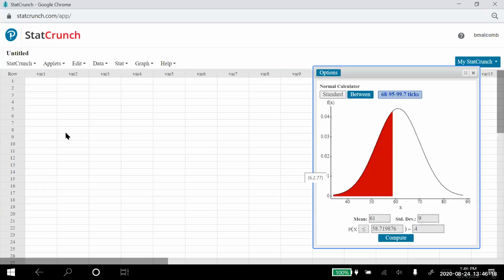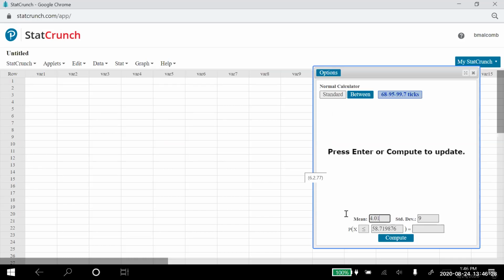So I'm in StatCrunch. We've got the right kind of picture. We just need to change this a little bit. So the mean was 4.01. The standard deviation was 0.94. So notice a big standard deviation, almost a whole year. And we want to know the probability that this X value was less than 2 years.